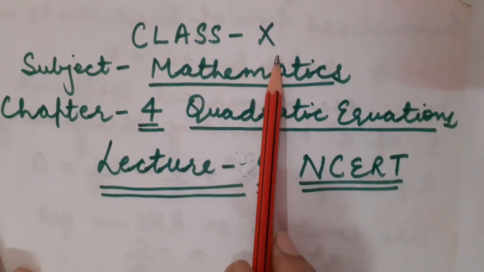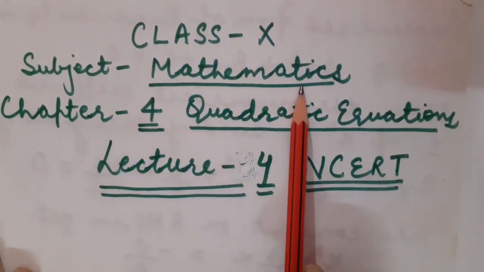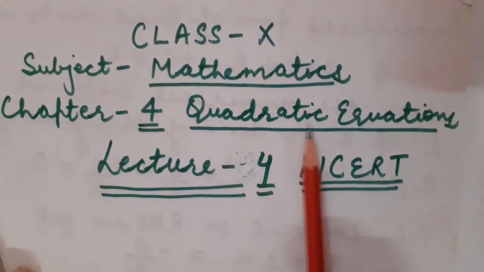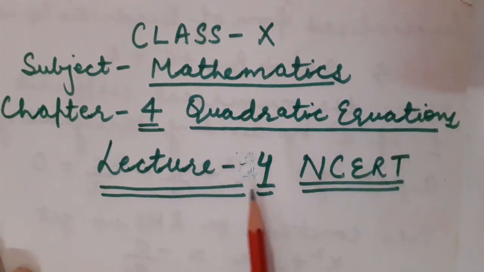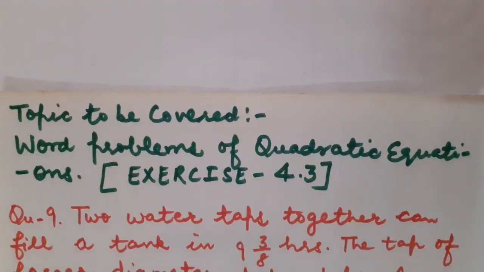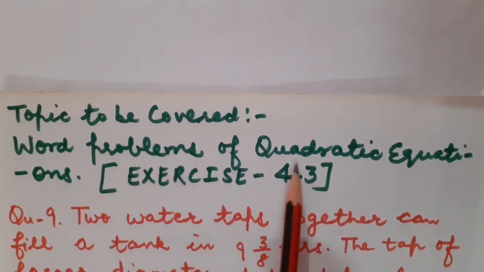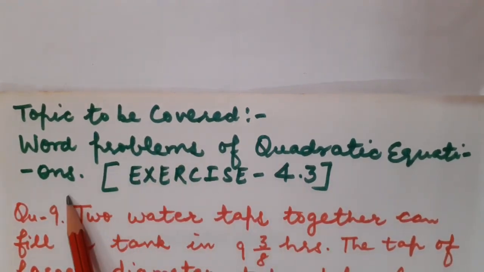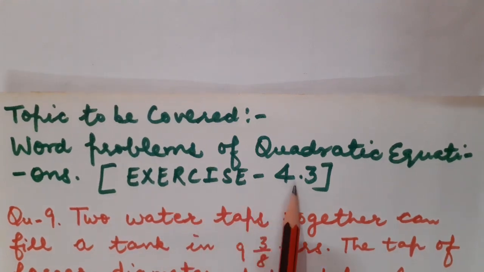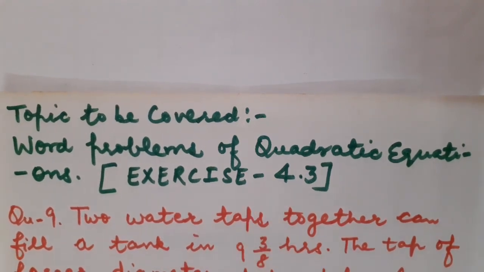This is class 10th, subject mathematics, chapter number 4, quadratic equations, lecture number 4. Children, the content I am going to cover is from NCERT. In my previous lecture I started with word problems of quadratic equations. So let us continue with the same topic today. I am going to take the questions from exercise 4.3. Let us start it.